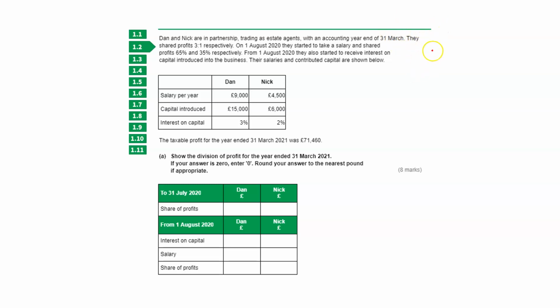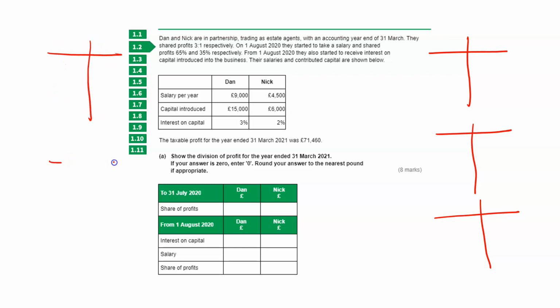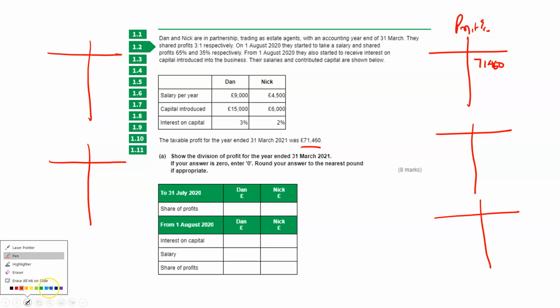So here we are. I'm going to create the T accounts, the relevant T accounts that you need to do this, and I'm going to put these here. Okay, so here's the actual profit account. And in that profit account, you have a total, they tell you, of 71,460.